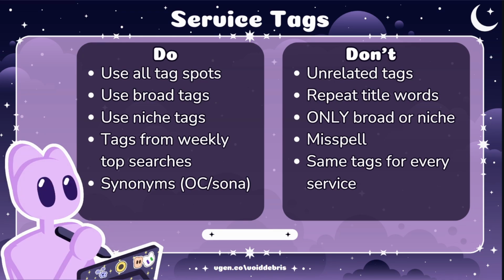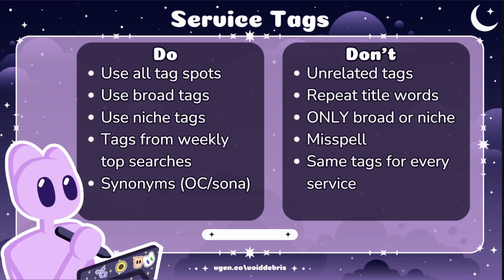You can also check out the weekly top searches from VGen. They tend to post it on their Instagram account, but I believe they also sometimes post the weekly top searches on Twitter and Blue Sky. And make sure you're also including synonyms. So if you use OC as a tag, you could also use Sona, as somebody looking for that type of art may be using one or the other term.